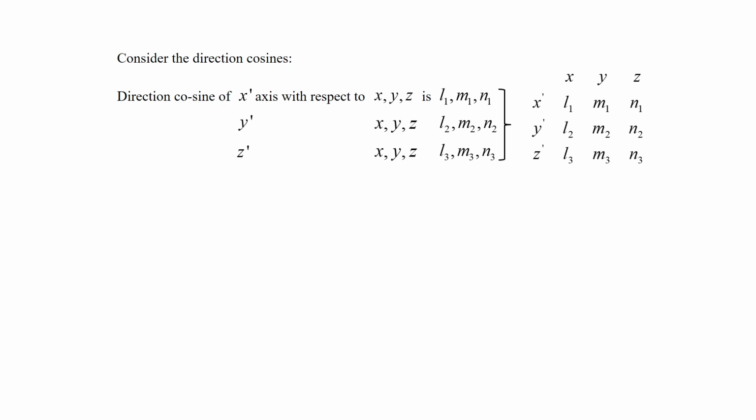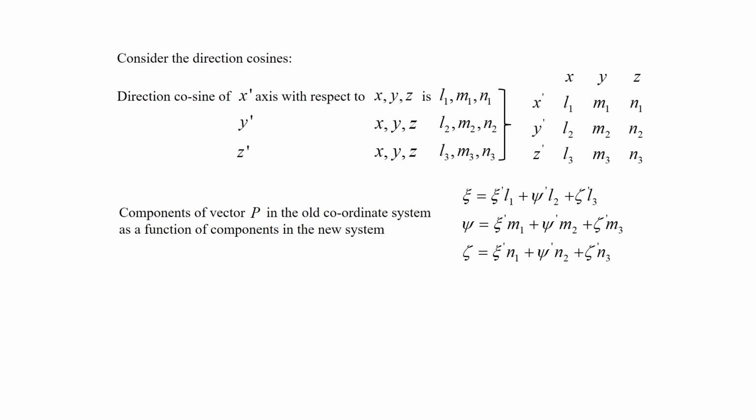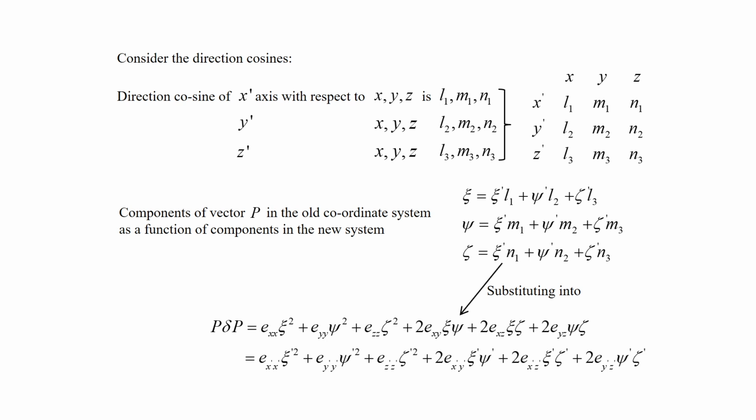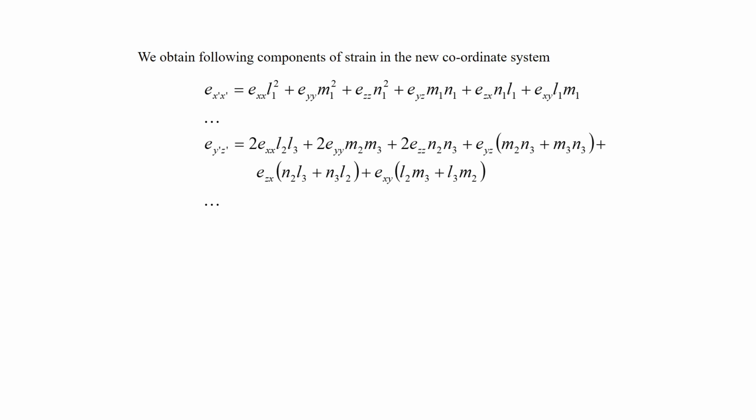Therefore, consider the direction cosines of x', y' and z' with respect to x, y and z. This can be given as L1 M1 N1, L2 M2 N2 and L3 M3 N3, and we can write these components of the vector in this particular form. So, we can then substitute finally into this particular equation, and we get this expression. So, Ex'x' will be Exx L1 square plus Eyy M1 square like that, and Ey'z' will be given by this. This is just a little algebra, but it comes out nicely in this form.